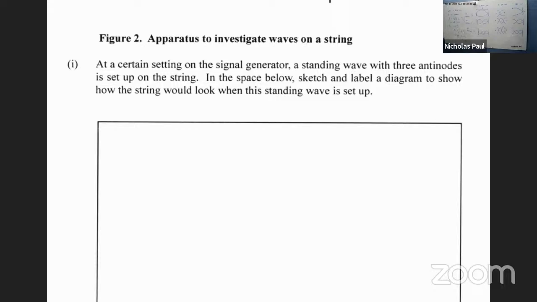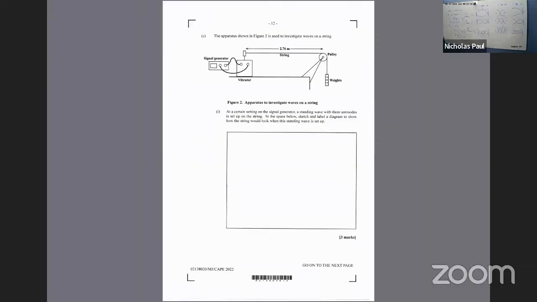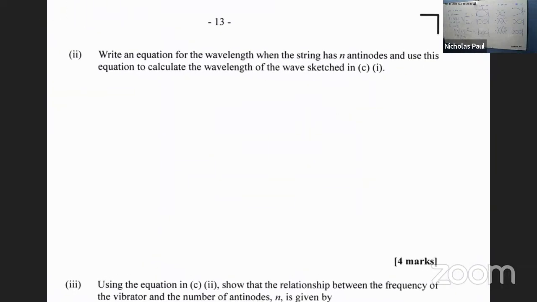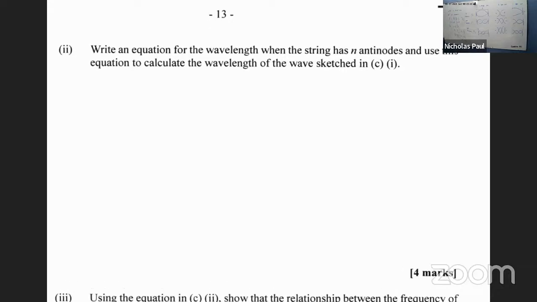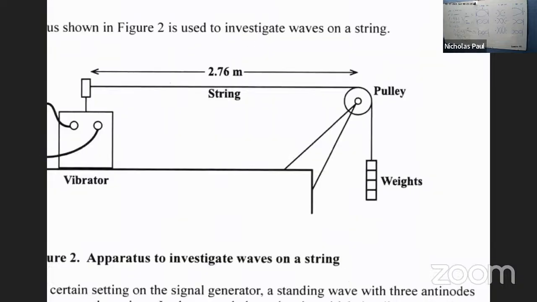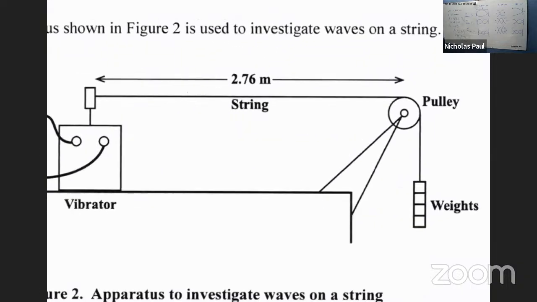Show me the three antinodes here. Write an equation, we still have one more part. What's the easy part? Write an equation for the wavelength. Oh, by the way, they gave you the length here. You saw that?